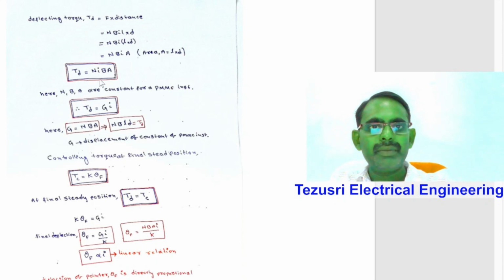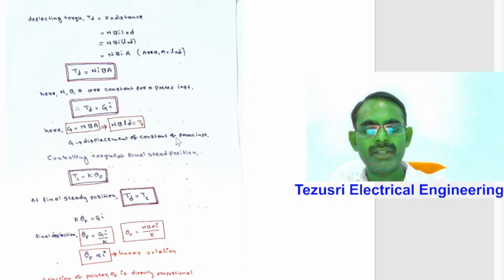Here N, B, A are constants for a particular PMMC instrument. Therefore it is written as deflecting torque T_D equals G into I. Here G is nothing but the displacement constant of the permanent magnet moving coil instrument. G equals N into B into A, that is N into B into L into D.